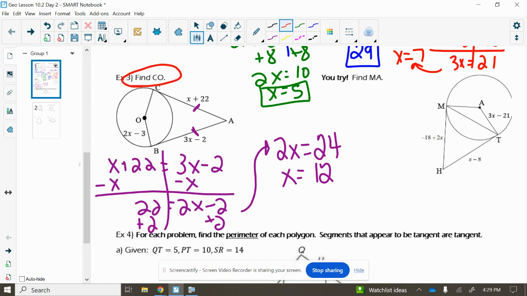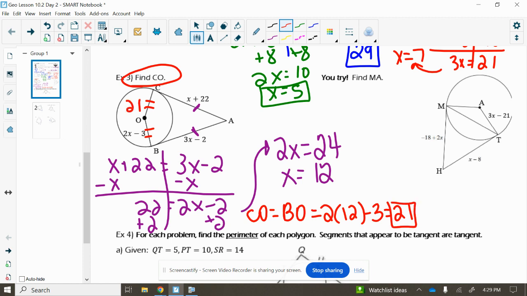Now this time, be careful what they're asking you to solve for, because they want us to find CO. CO is this radius right here, which they didn't give us the value for. However, we know it has to be equal to the other radius value that is given. So we know that segment CO is going to equal whatever the other radius BO is. So we can plug back in 12 for the value of x, and we know that 2 times 12 minus 3 is 21. So that's how big both of our radii would be on that one.